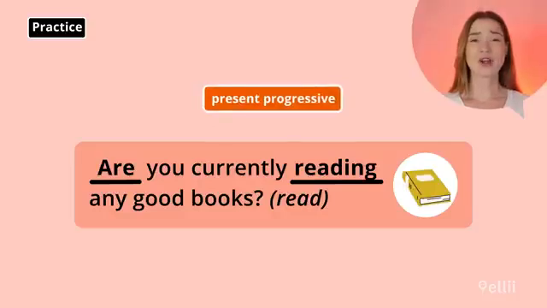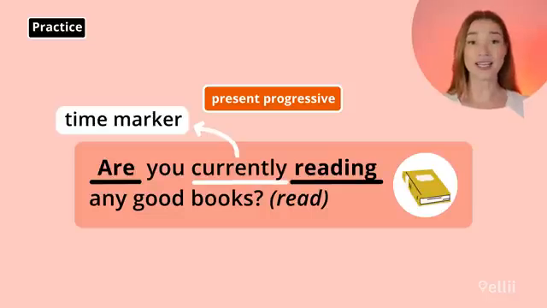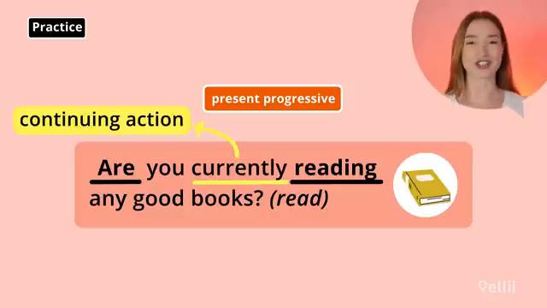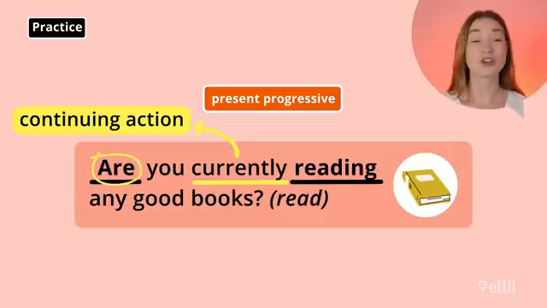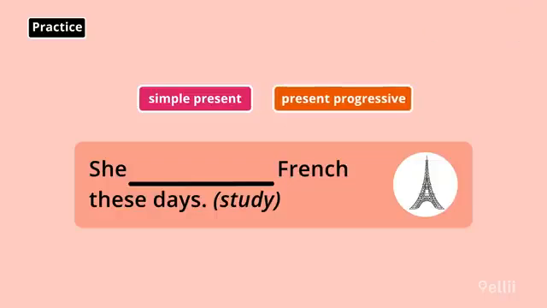The answer is, are you currently reading any good books? The time marker currently indicates a continuing action, so we need a present progressive verb. We need to start a question with an auxiliary verb, in this case, are. Try this one next.